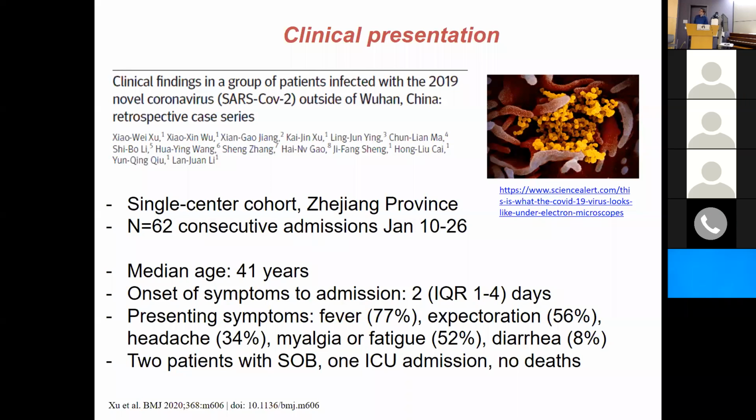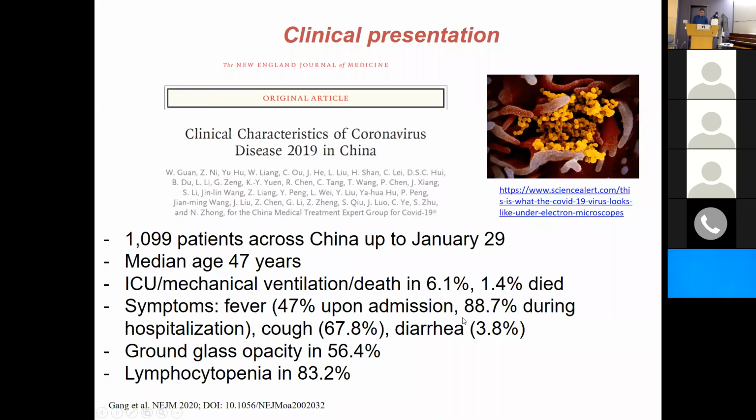And then a study in between in terms of severity, a larger cohort across China for cases that occurred in January, again, median age 47 years. The composite of ICU, mechanical ventilation, and death occurred in 6.1%. Fatality rate in this cohort 1.4%. Only half of the patients had a fever upon initial presentation, but up to 90% developed the fever later on. 2 out of 3 patients coughed. Only a few patients again had diarrhea.